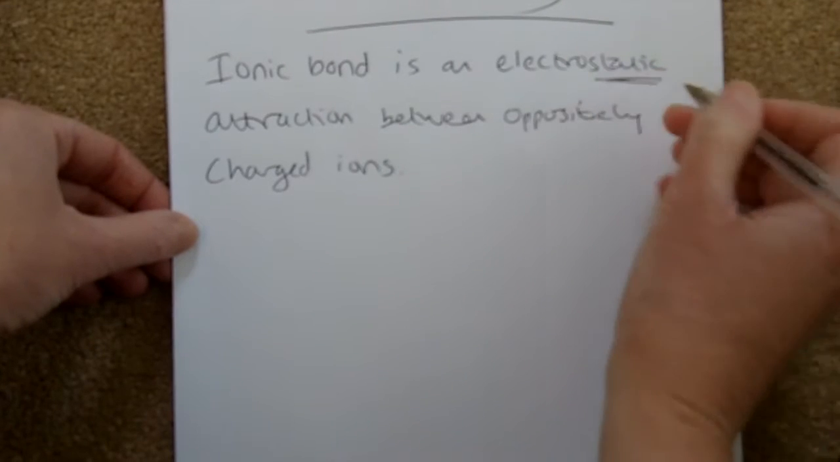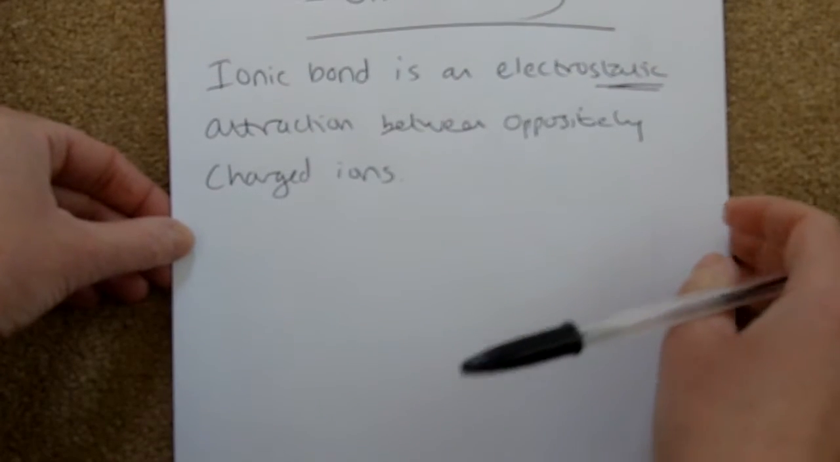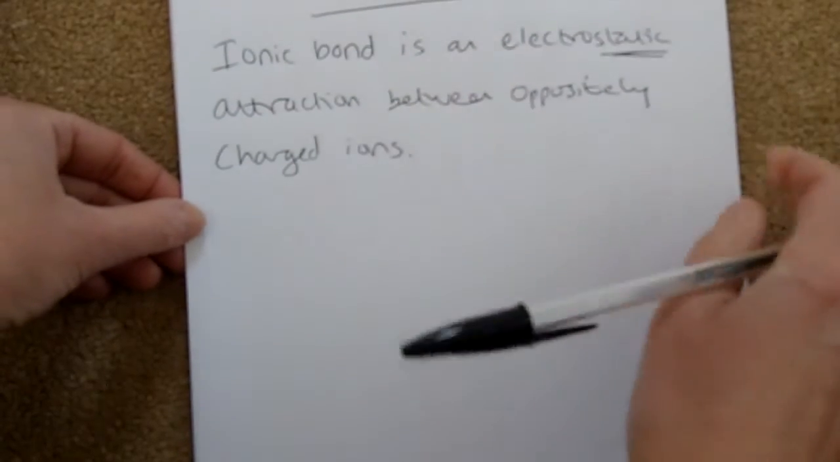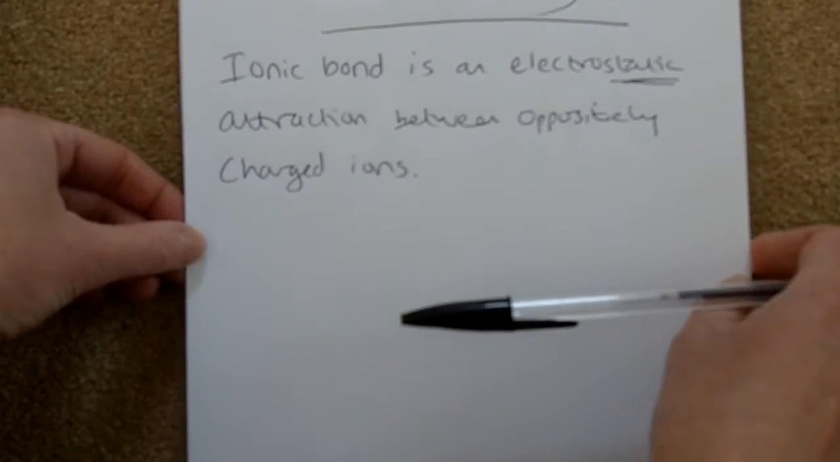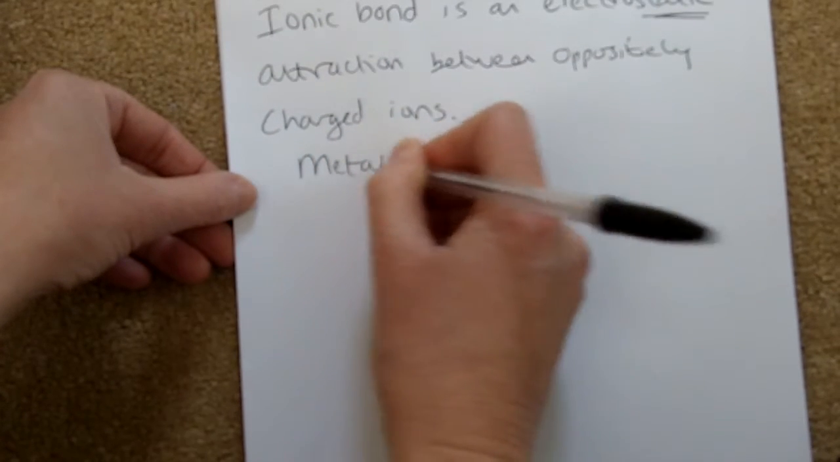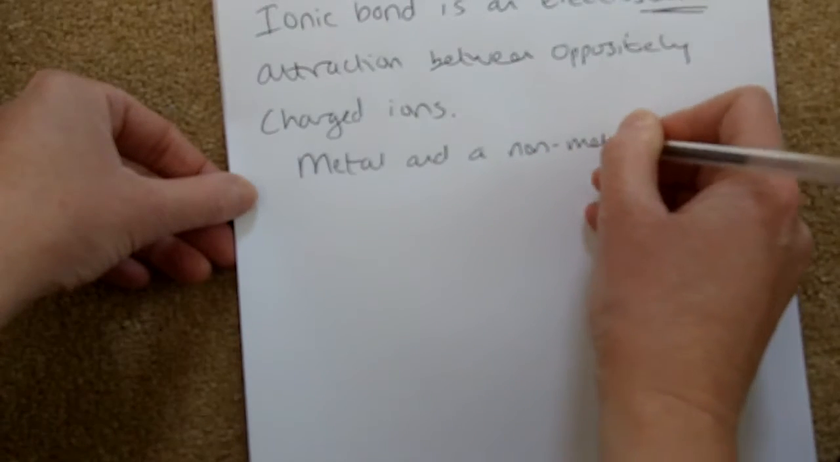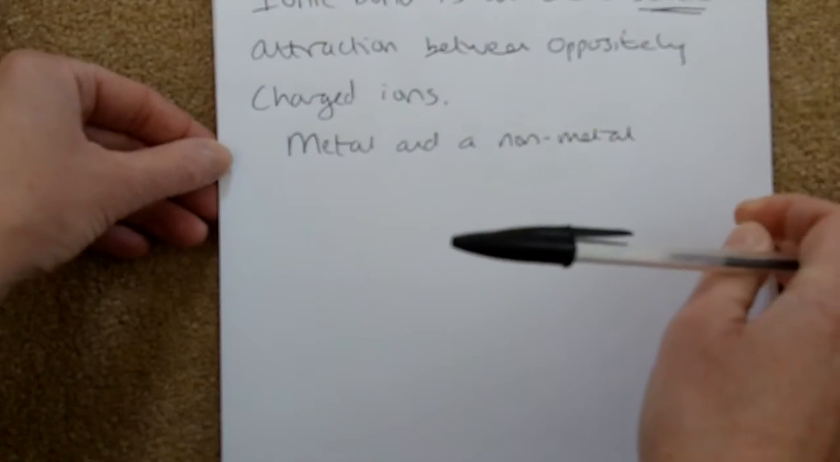So static just means it doesn't move. Yeah, it's charged but it doesn't move. Okay, now that's the definition of an ionic bond. And an ionic bond is normally between a metal and a non-metal. So it occurs where you've got a metal and a non-metal.